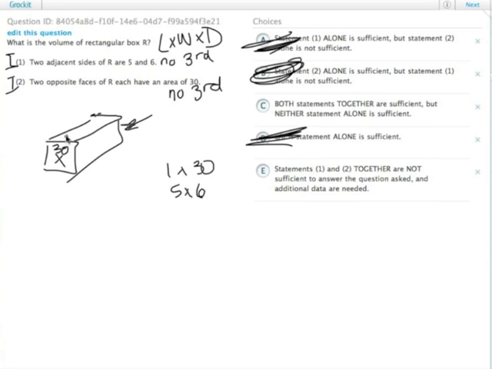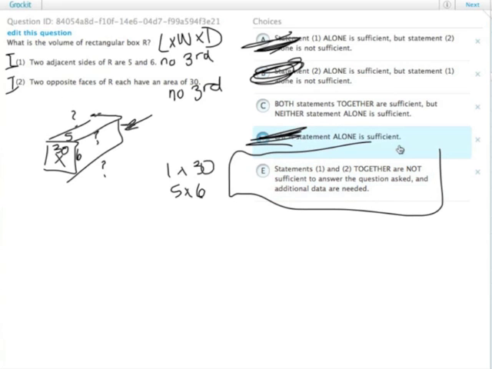This tells us that these two ends of our box here might be 5 by 6, but we still don't know what the depth of the box is. And without that, we can't figure out what the dimensions of the box are. And so even in conjunction, the two statements are still missing our third dimension. Answer choice E.